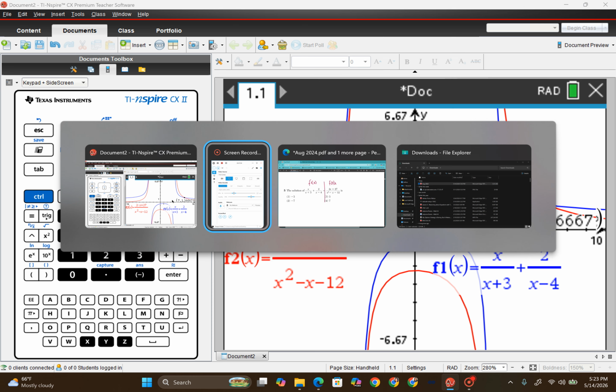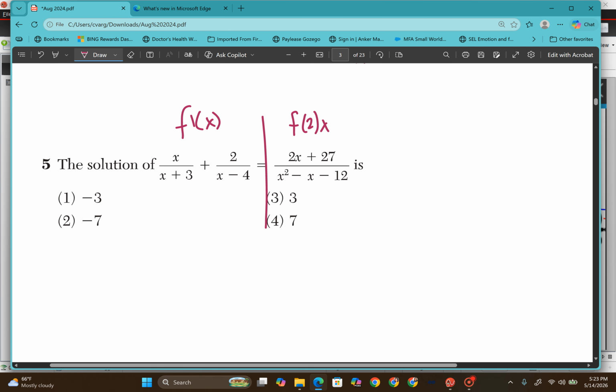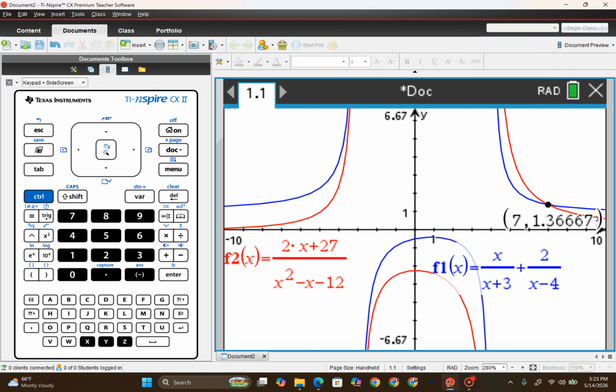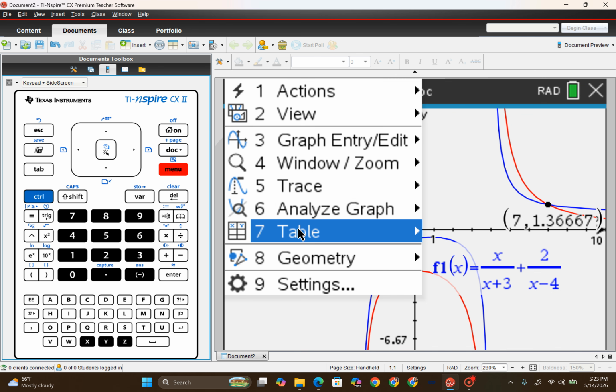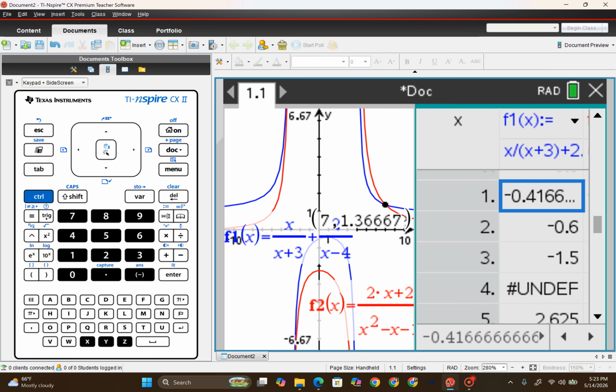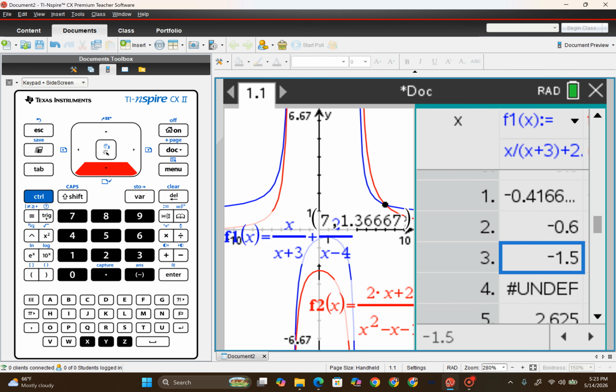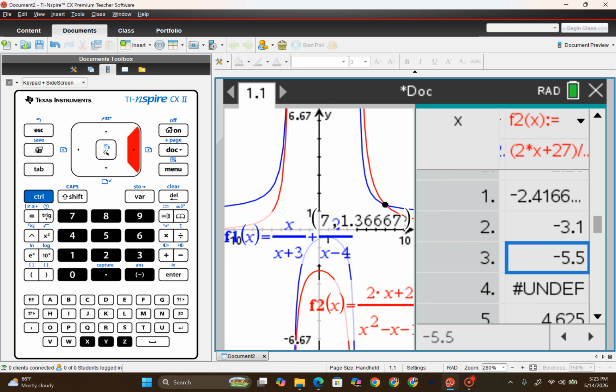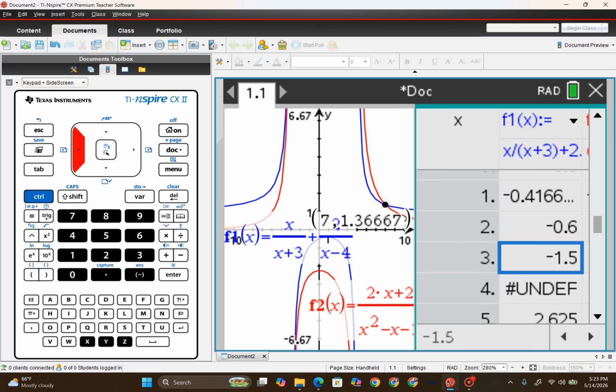So if I go over here to the question, I know that 7 is the one that they meet at. Are there others? The answer for that is there might be. Let's see, the other one is 3. It does not meet at 3. Right, we can tell. If I go to the table, so menu, and I go to the table, and I go to here. If I go to 3, I have negative 1.5. And then if I go to F2, that's negative 5.5. They are not the same.